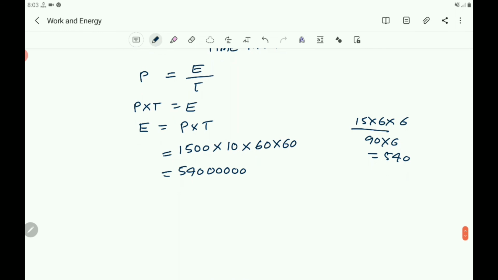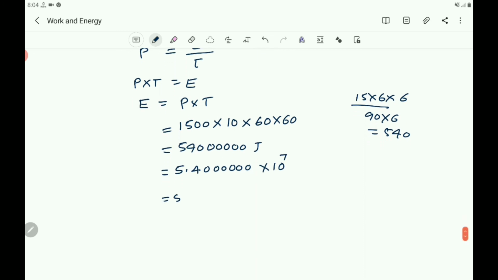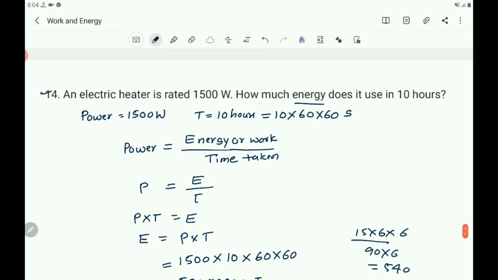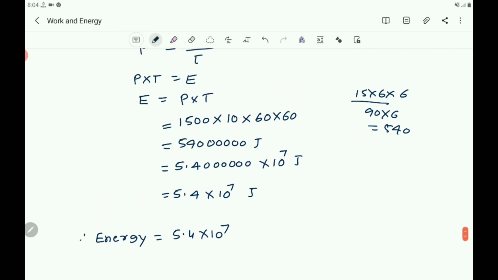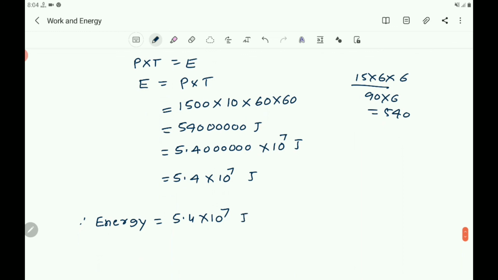So if you express it as 5.4 followed by zeros, 5.4000000, you got 7 digits after the decimal point, so you must take the power 10 power 7. In short you can write 5.4 into 10 power 7 joules. So the energy consumed or work done, therefore energy equals 5.4 into 10 power 7 joules.